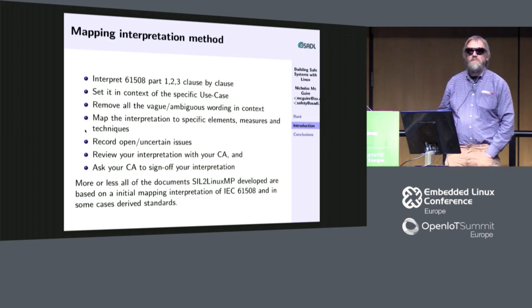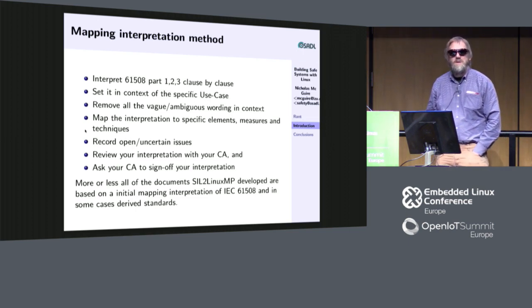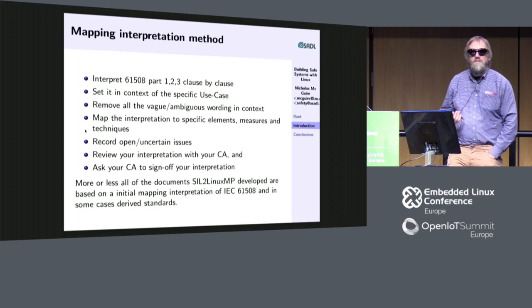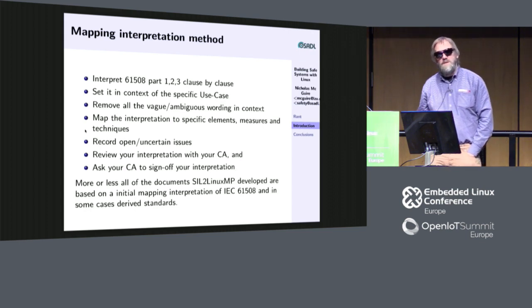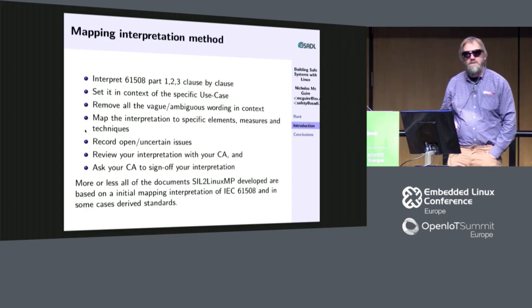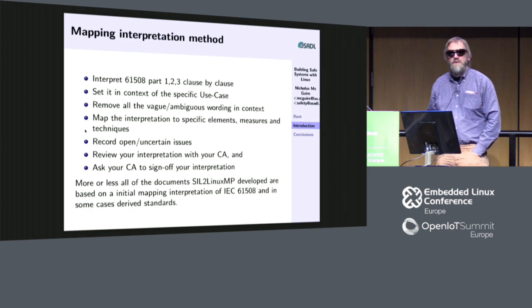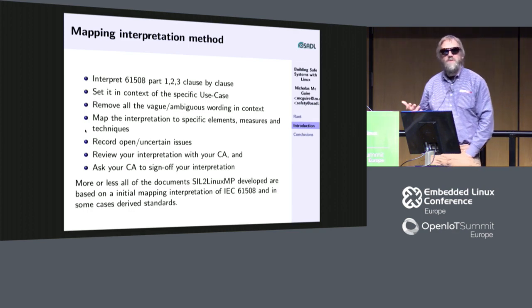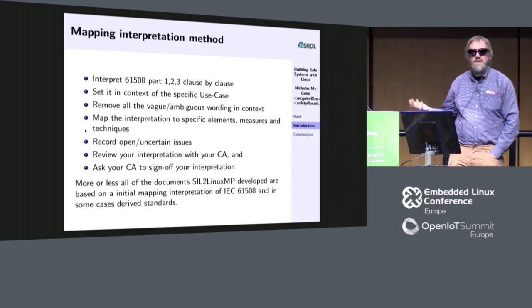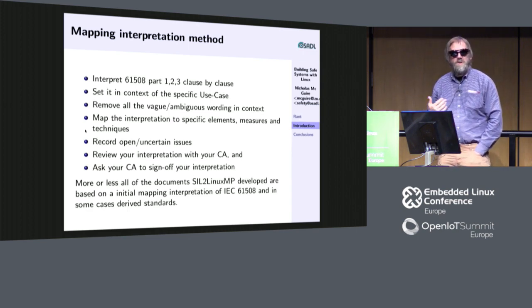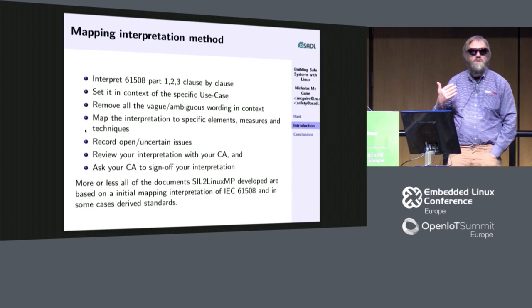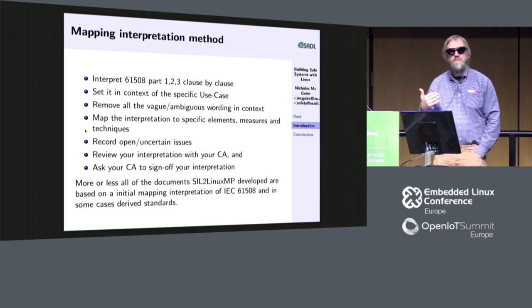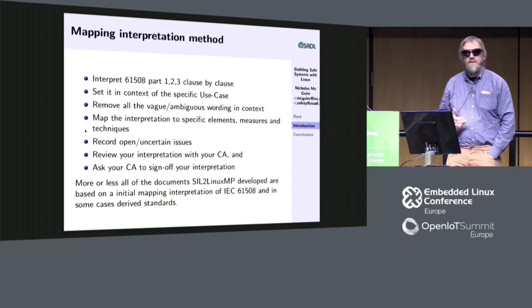And the way we do that is an interpretation mapping. What it means is that you take the standard clause by clause, and there are a lot of vague words in these clauses like "adequate for use" or "sufficiently", and you have to interpret this. So you're mapping the entire standard to your particular use case.